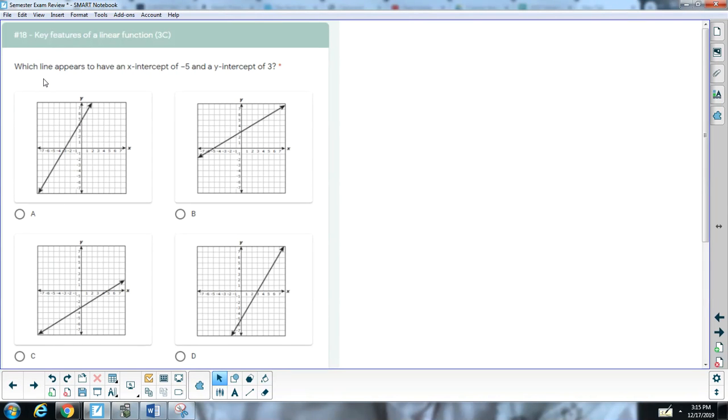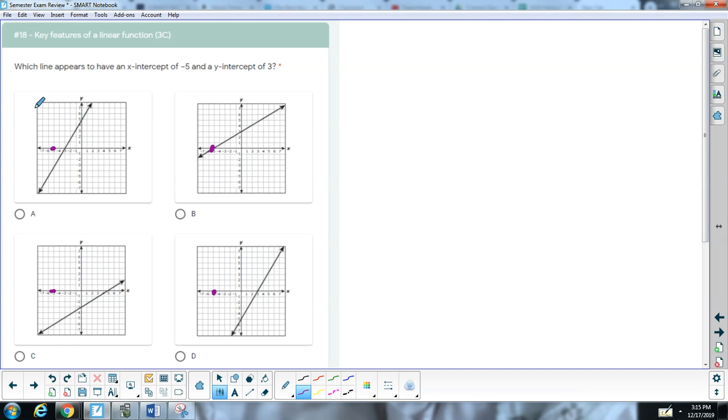Okay, number 18. Which line appears to have an x-intercept of -5 and a y-intercept of 3? So your x-intercept is where it's going to cross the x-axis. So it should cross here at -5. So I'm going to mark that on all my answer choices.